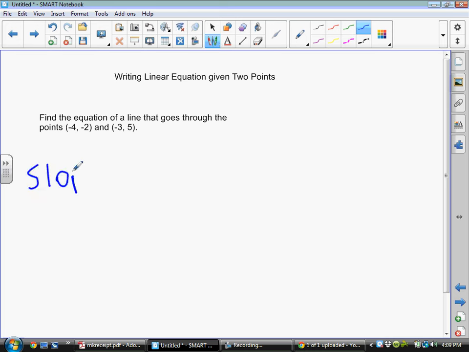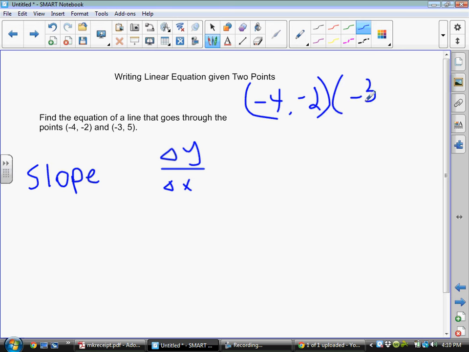And we're going to do this by the change in y divided by the change in x. Okay? So I'm going to rewrite my points here, (-4, -2) is 1 point, and (-3, 5). And I'm going to label which one is which, because sometimes that helps. This is x, this is y, this is x, this is y. So I'm going to start with, I'm going to just do the right number first when I'm writing my fraction.